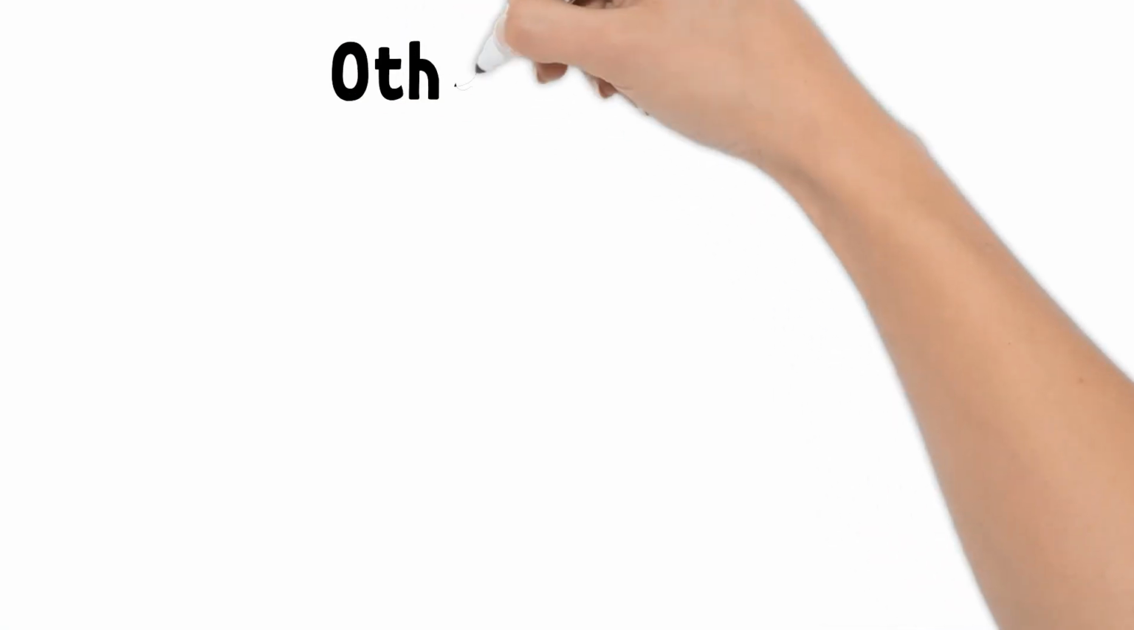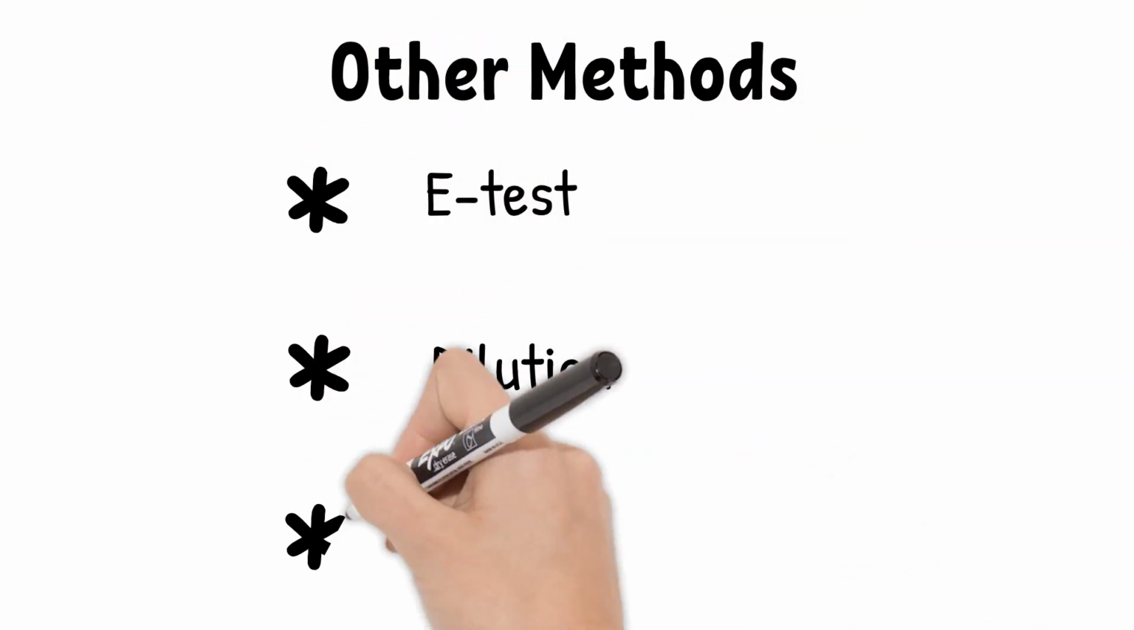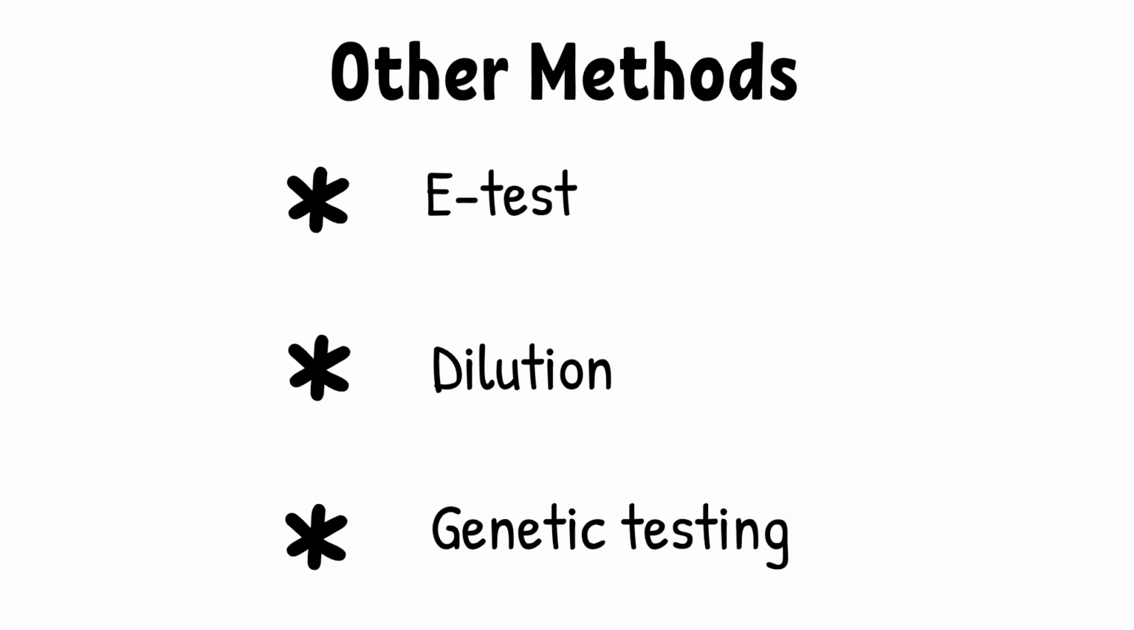That was all for the antibiotic sensitivity test and McFarland standard. There are other methods for sensitivity tests such as E-test, dilutions, and genetic testing. If you want to know more about any of these testing, please let me know. I can cover those topics next.